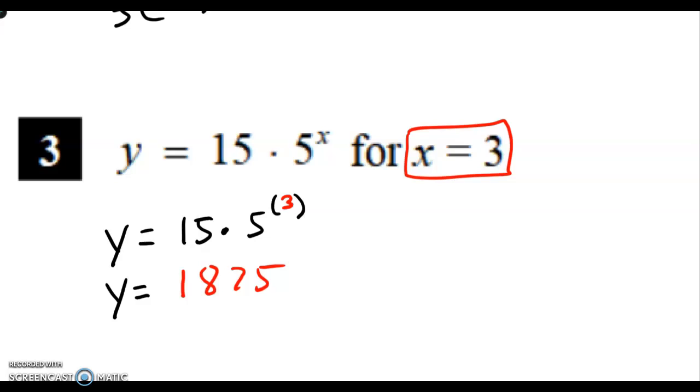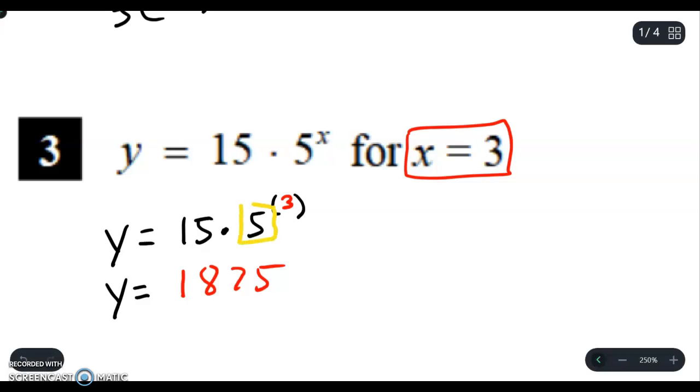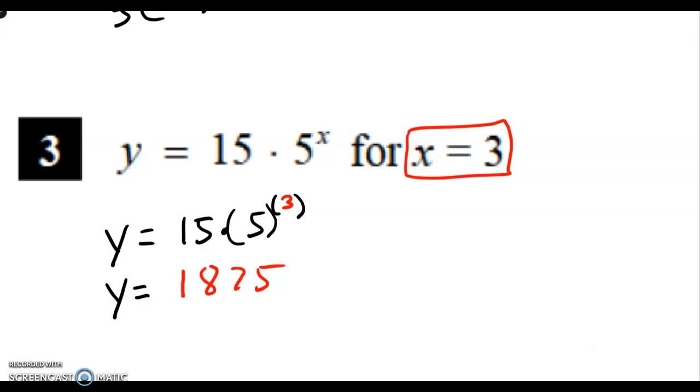Okay, so something to keep in mind here, if this number here is negative, make sure you put it in parentheses. But it's probably a good habit just to put this in parentheses anyway. So just put this in parentheses. And I keep it from messing with this 15 here.